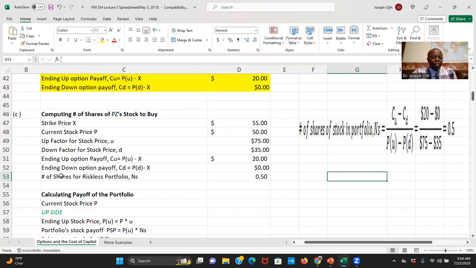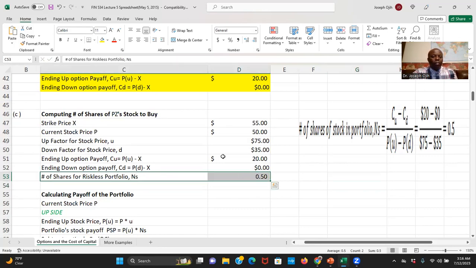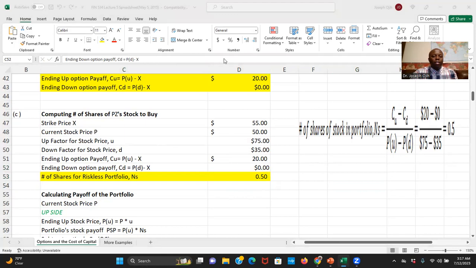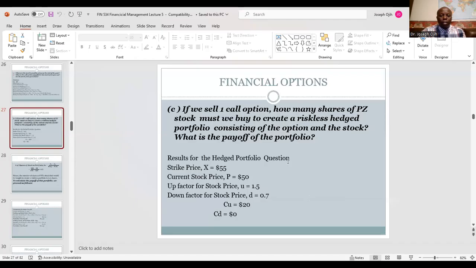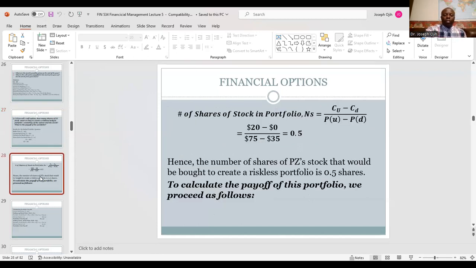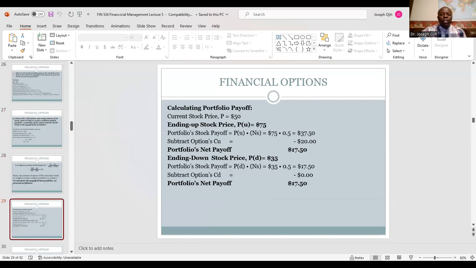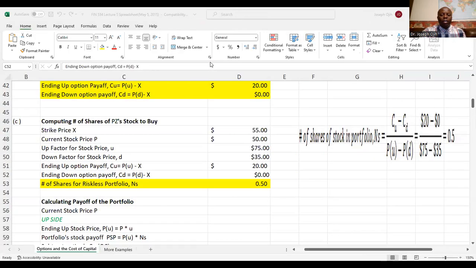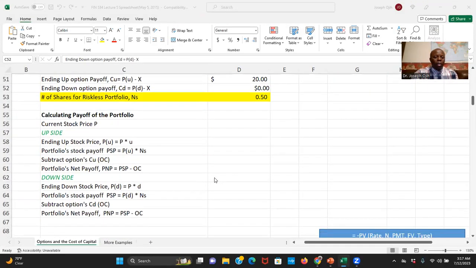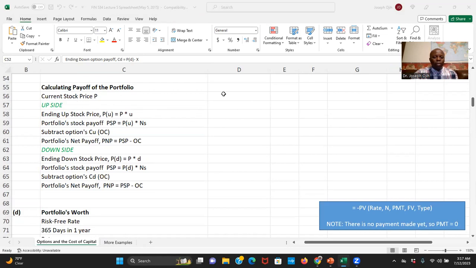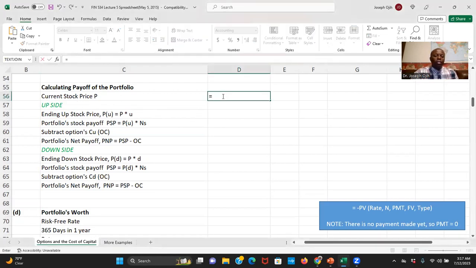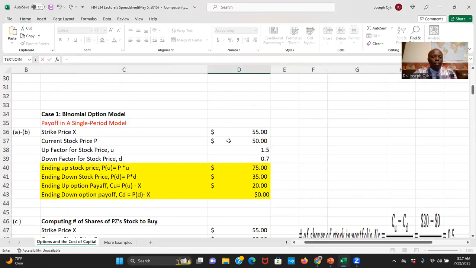Now, answer this part of that question. So I'm going to highlight it. The second part of part C says, what is the payoff of the portfolio? To calculate the payoff of the portfolio, we need to put more information there and look at the upside and the downside. So calculating the payoff. Current stock price. Remember, the current stock price is $50.